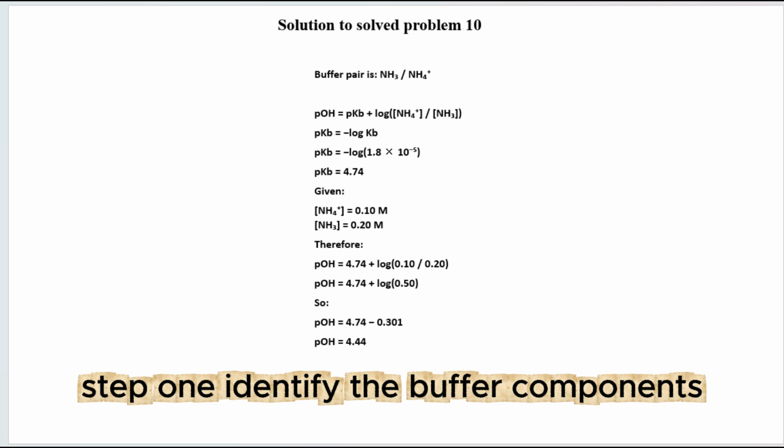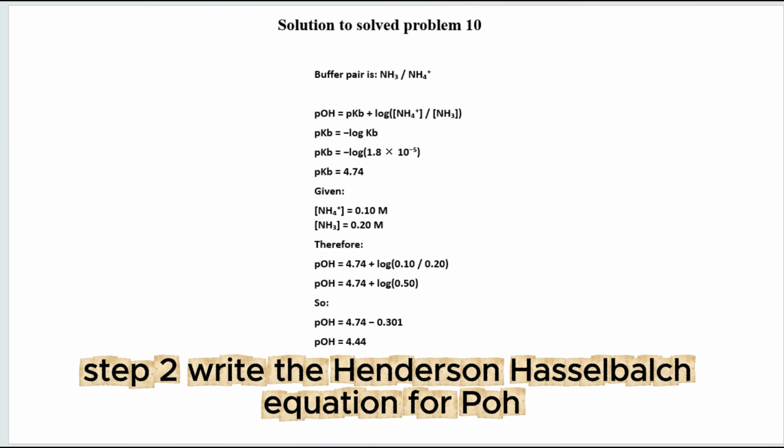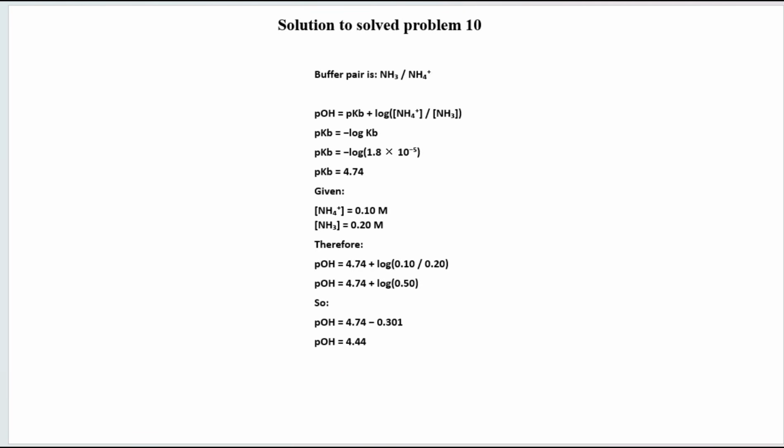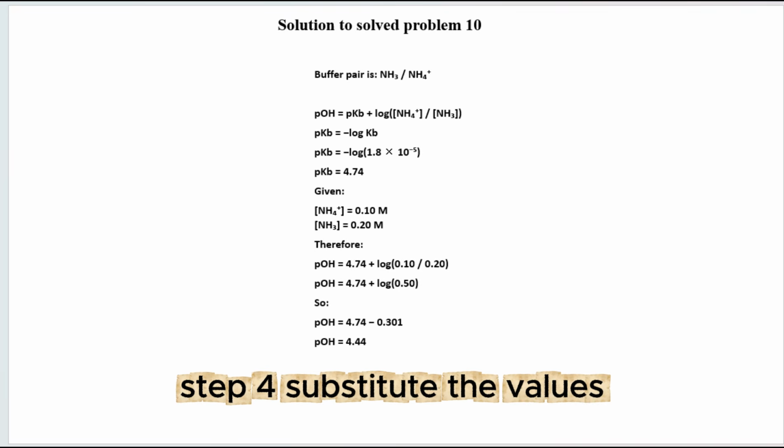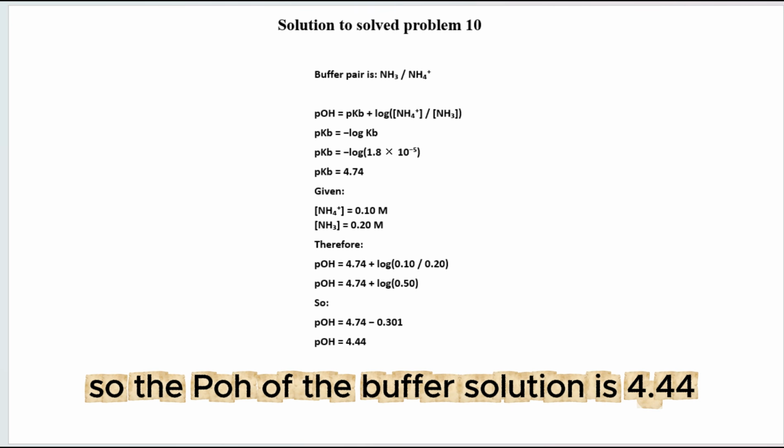Step 1. Identify the buffer components. Step 2. Write the Henderson-Hasselbalch equation for pOH for a basic buffer. Step 3. Calculate pKb. Step 4. Substitute the values. So, the pOH of the buffer solution is 4.44.